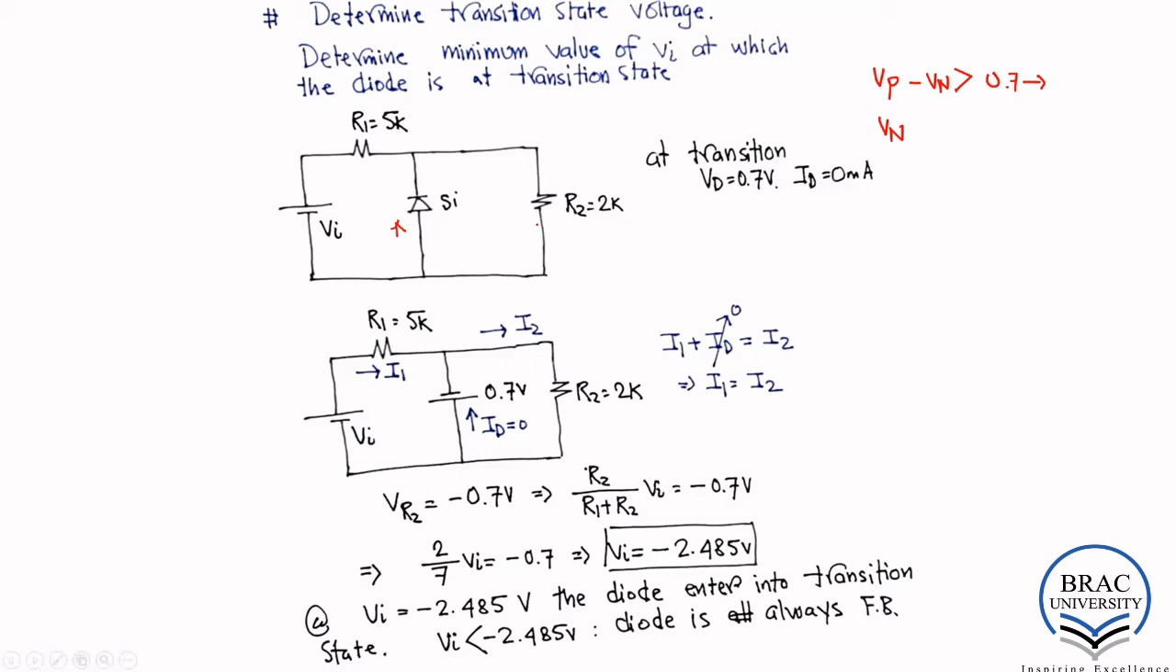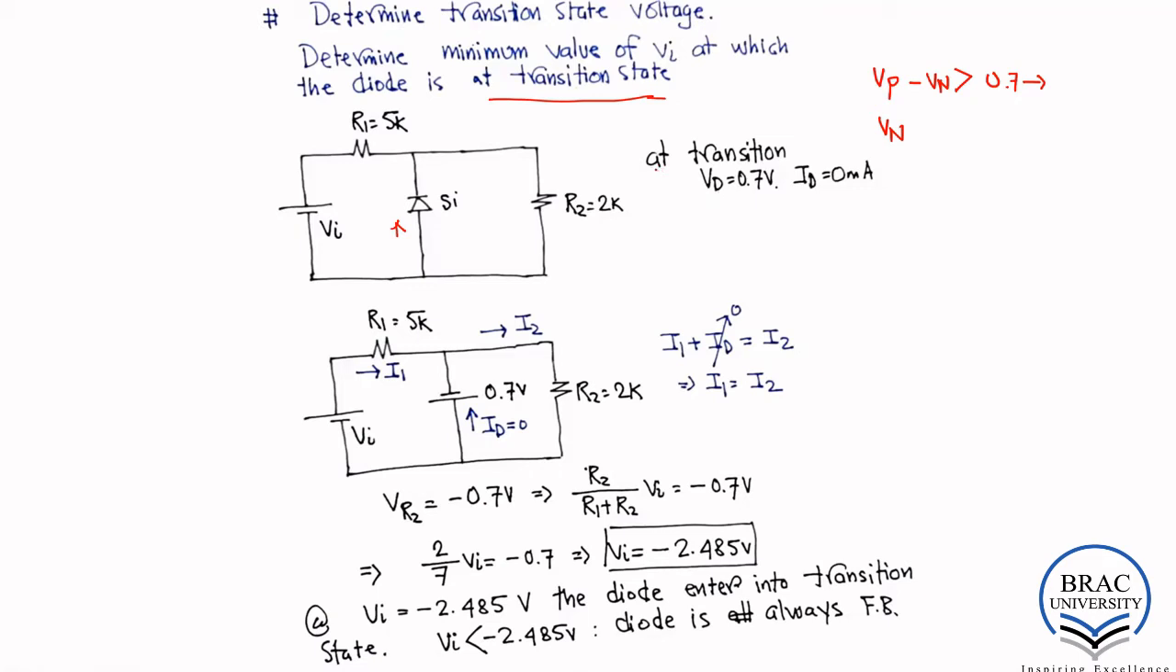Now, in that problem, what do we have to determine? We have to determine the minimum value of Vi at which the diode is in the transition state. Why is that important? We're going to see why that is important.